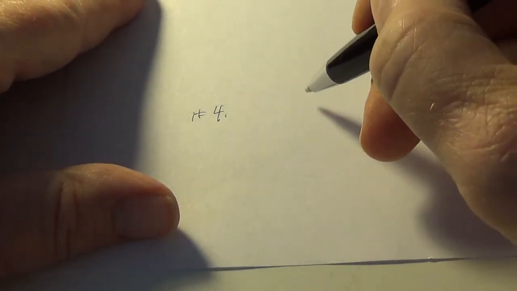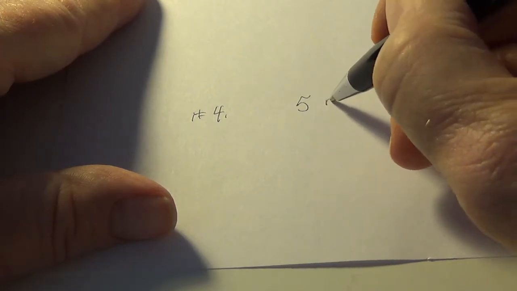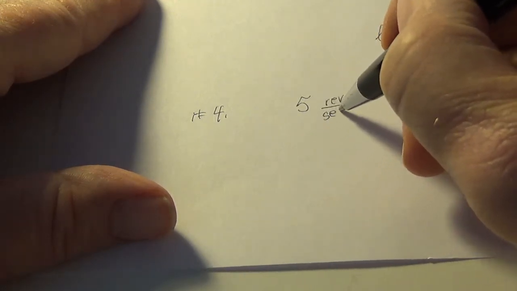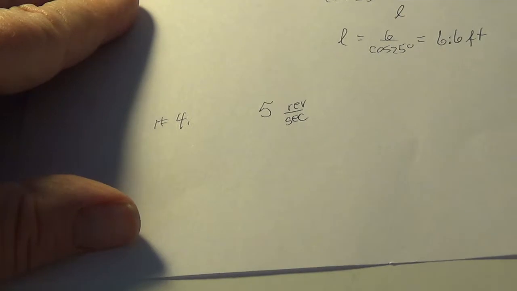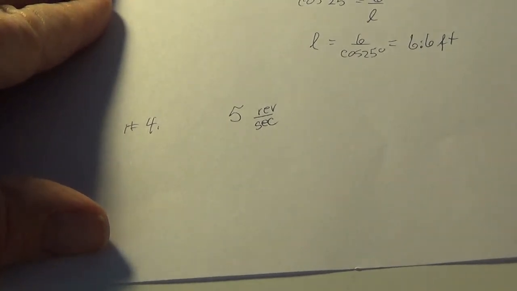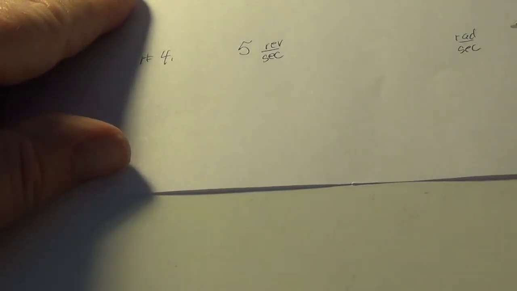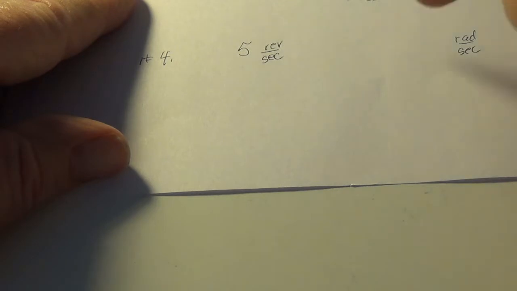Let's say that you have something that's spinning 5 revolutions in, say, 1 second. Do you know how to take that value, 5 revolutions per second, and put it in another form of angular velocity, in radians per second? So we'll try that first. How do you get from revolutions per second to radians per second?